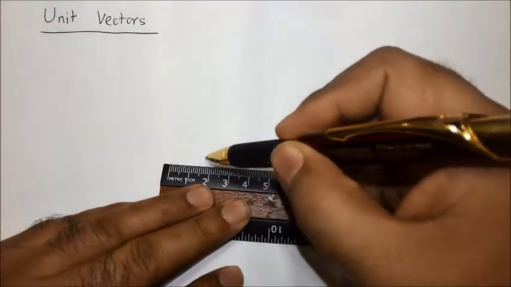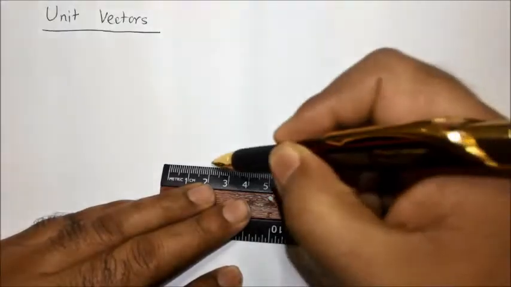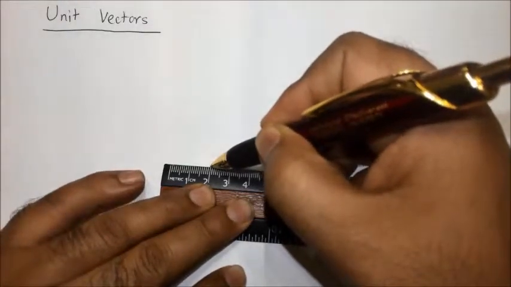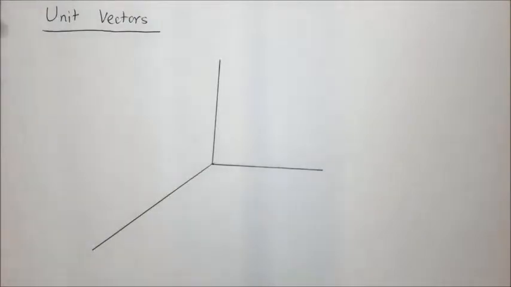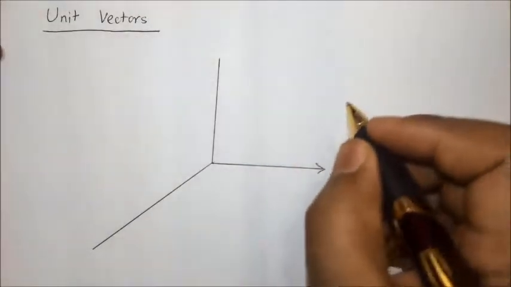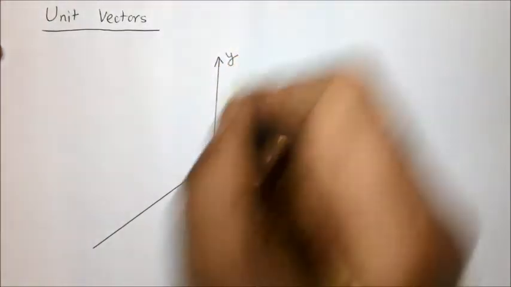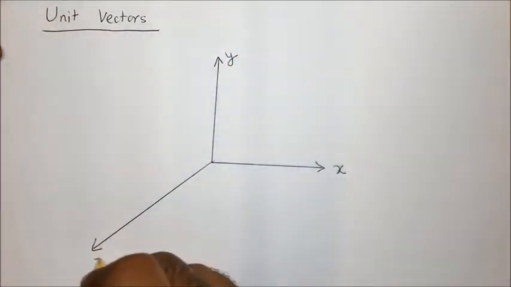Welcome to Physics 310. In this section we are going to learn about unit vectors. Suppose we have x, y and z axis in 3 dimensions. This is your x, this is your y, and this you can say it is your z.